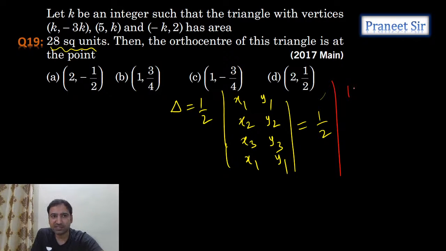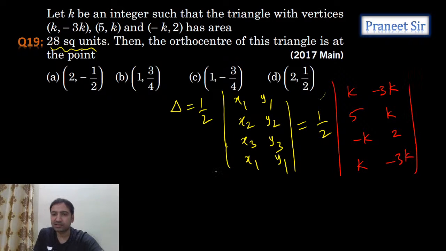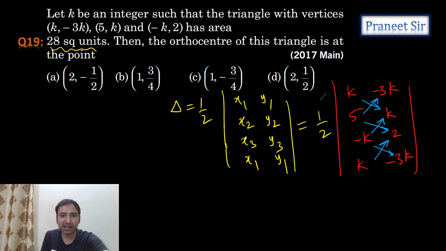The first point, which is k comma minus 3k, we substitute in the first row. Then the second point 5 comma k, the third point minus k comma 2, and again the first point. Then cross multiply: k into k minus 5 into minus 3k plus 5 into 2 minus k into k. We cross multiply it like this and equate it to the area, which he is giving as 28 square units.